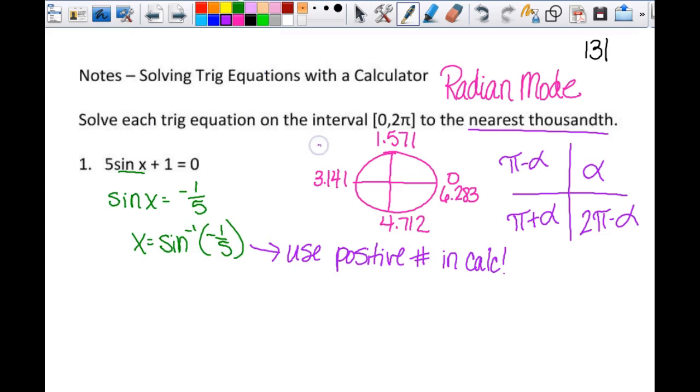So what I have found is that my reference angle, which is alpha, is going to be 0.201. Okay, but there's a reason that you stored it, right? You never, ever, ever go back and retype in a decimal, right? But you can write it down so you have an idea of what's going on.